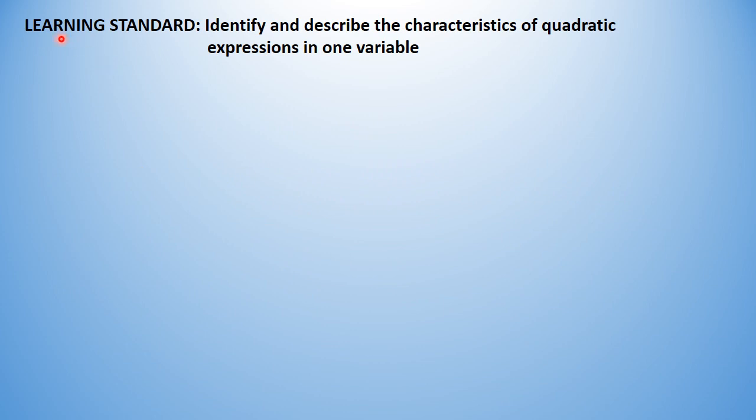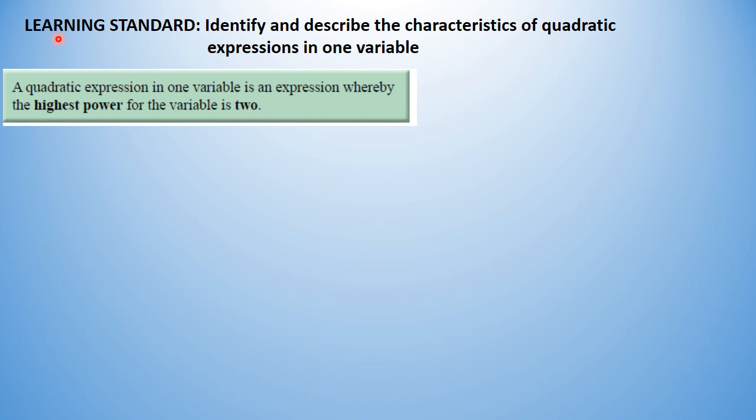The first learning standard for today is identify and describe the characteristics of quadratic expressions in one variable. What is a quadratic expression in one variable? A quadratic expression in one variable is an expression whereby the highest power for the variable is 2. So remember, the highest power of the variable is 2 for a quadratic expression in one variable.